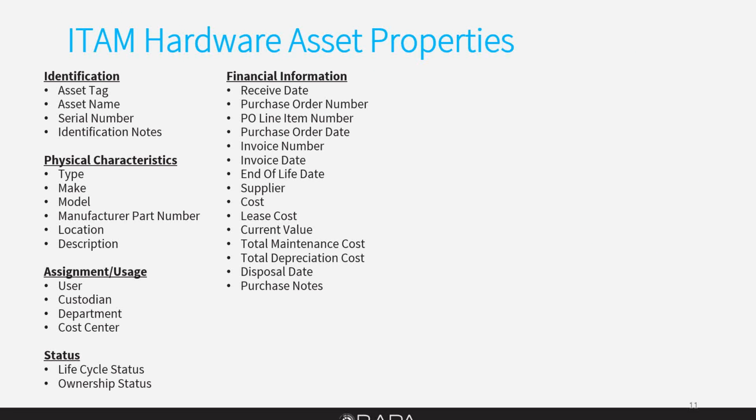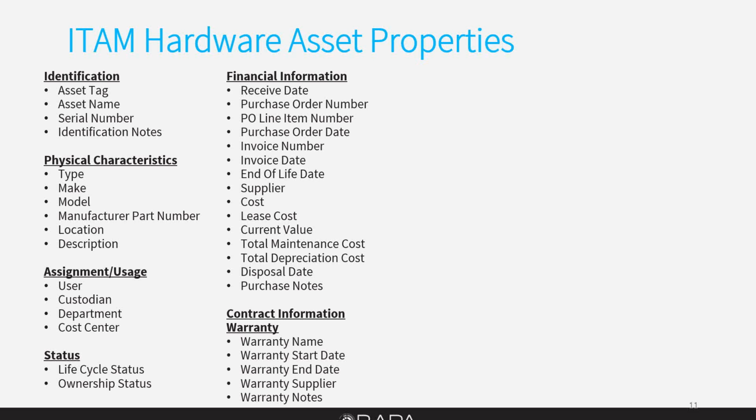Financial information, which is really the key to IT asset management, the financial management of your assets. So things like receipt dates, purchase order numbers, invoice numbers, end of life dates, cost, and maybe even you keep track of maintenance costs, depreciation costs, and then thinking of the life cycle again, disposal dates, maybe some additional notes just to keep track of things.